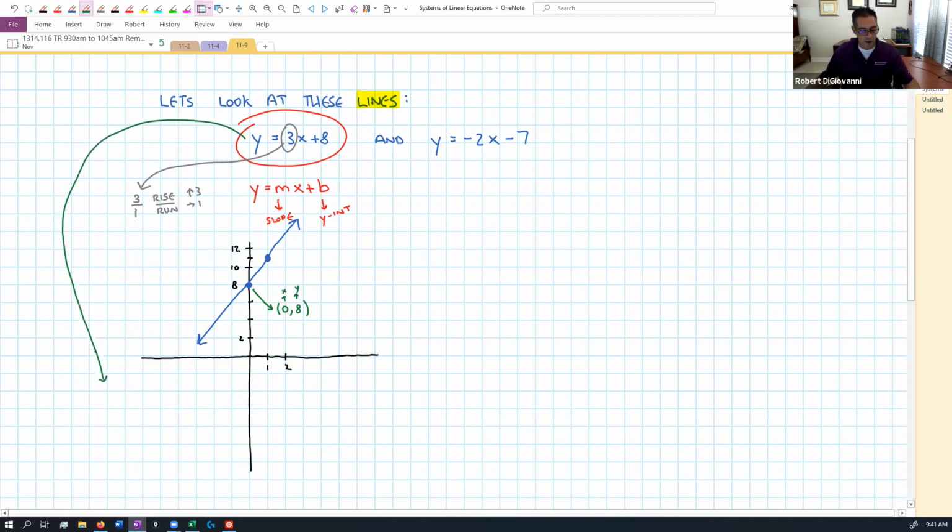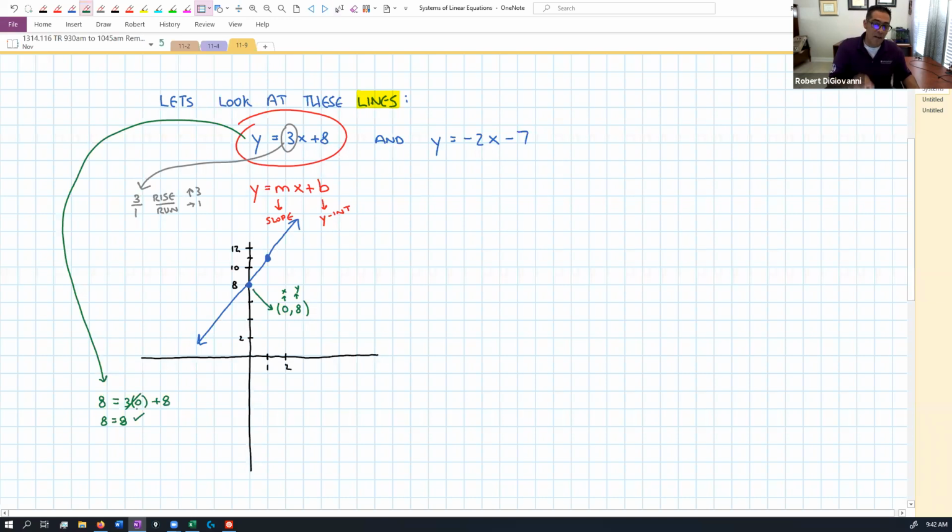So let me try it. If I replace the y in this equation with 8, it becomes 8 equals 3 times x, so 3 times 0, plus 8. This should be a true statement, which it is, because 3 times 0 is 0, so you get 8 equals 8.